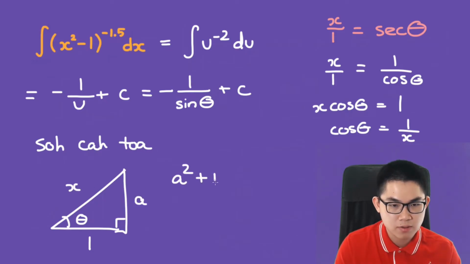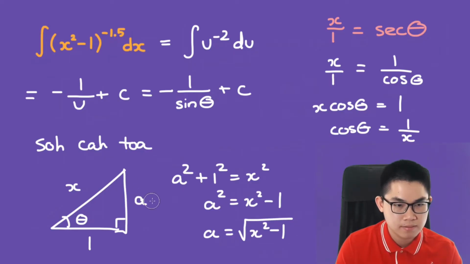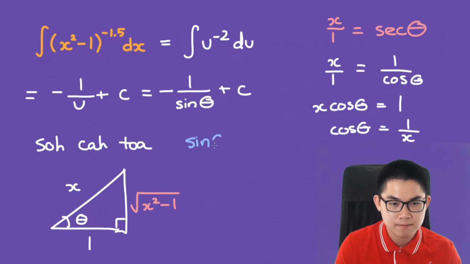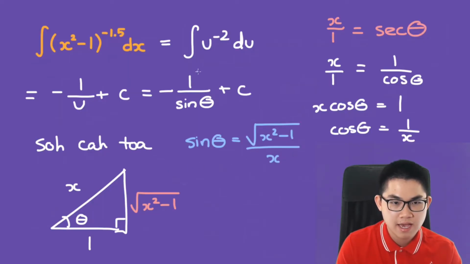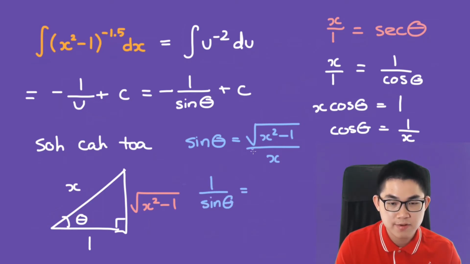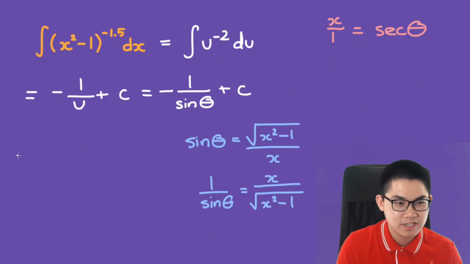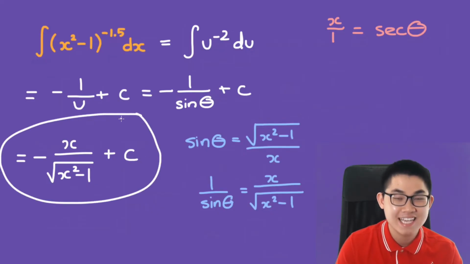So a squared plus 1 squared is x squared. A squared would be x squared minus 1. So a will be the square root of x squared minus 1. How about sine? Well, sine is opposite over hypotenuse, and this is opposite, the square root of x squared minus 1, over hypotenuse, which is x. And here we have 1 over sine. So 1 over sine will simply be the reciprocal of this, so x over the square root of x squared minus 1. As a result, we have negative x over the square root of x squared minus 1 plus c. And this right here is the answer.